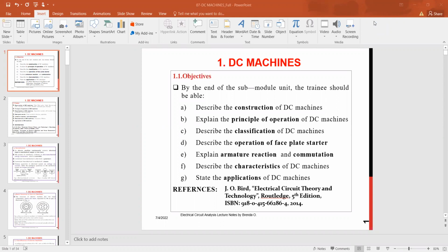Number 4, describe the operation of the faceplate starter. Then number 5, explain the armature reaction and commutation. And then number 6, describe the characteristics of DC machines. And then number 7, lastly, the trainee should be able to state the application of DC machines. We use a reference of John Bird, Electrical Circuit Theory and Technology, Routledge, 5th edition.